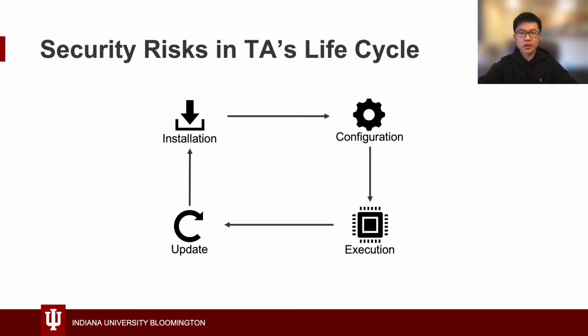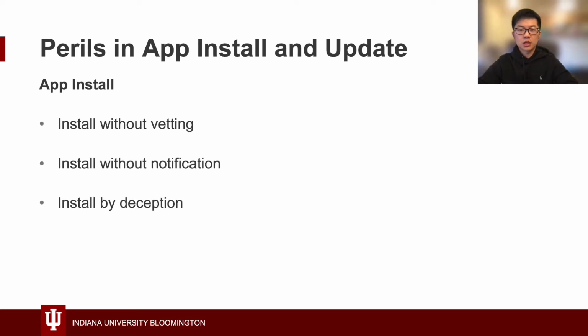Considering our threat model, the question becomes whether the current access control models in team chat systems can protect data and regulate a team chat app's behaviors well. However, in our research, we found there are many security risks across the whole life cycle of a team chat app, including installation, configuration, execution, and update. First of all, let me introduce the security risks during the app install.